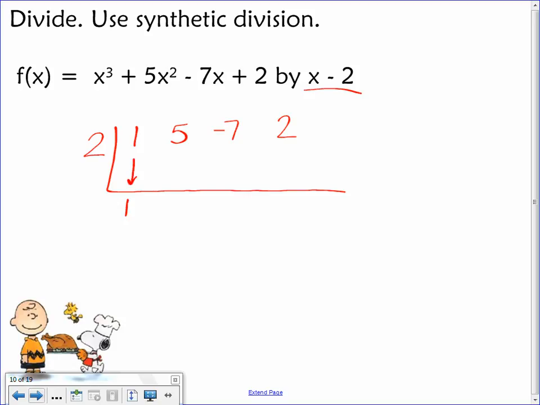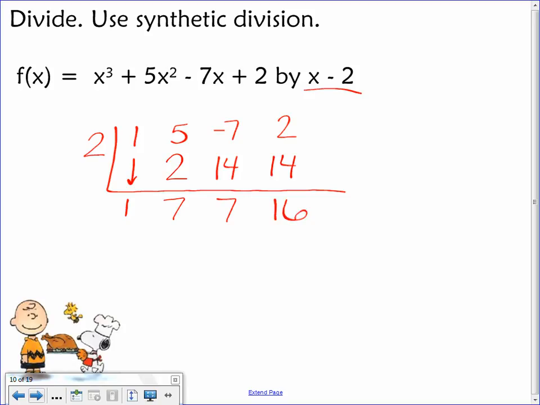All right. The first thing you always do is whatever that first coefficient is, you're going to drop that straight down. It's going to start down here. And you will multiply 2 times 1, which is 2. So we're going to put that in the next column. And then you're going to add straight down. What's 5 plus 2? And then you will multiply 2 times 7. And then you will add: what's negative 7 plus 14? Then you'll multiply 2 times 7. And then you will add 16.